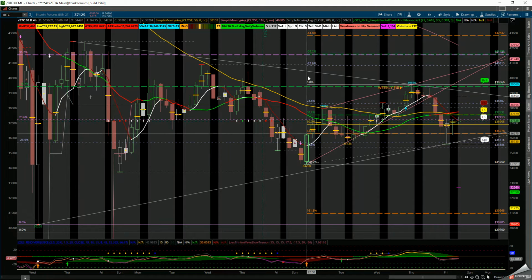It's the same thing from 0 to 23, 38, 61 to the upside. Until we resolve out of the symmetrical triangle, don't be biased. Trade on the short time frame direction until we resolve out.